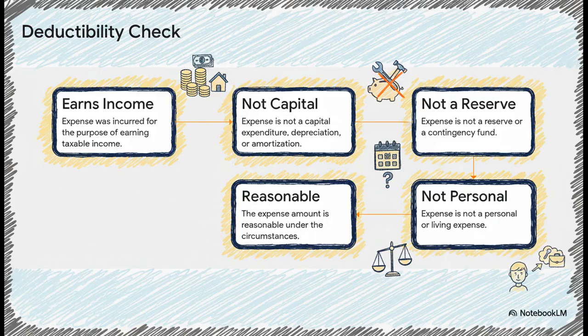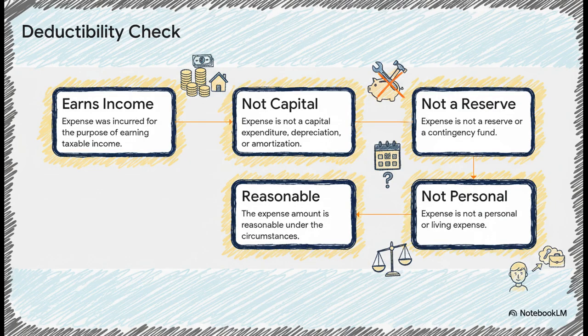Rule number 1, the expense has to be for earning income. Makes sense, right? It's got to be related to your rental. Number 2, it can't be a capital expense. Now, hold that thought. We're going to circle back and dive deep into that one in a minute. Third, it has to be an expense you actually paid, not just some money you put aside for a rainy day. Fourth, and this is a big one, it can't be a personal expense. So that trip to the beach, probably not deductible.